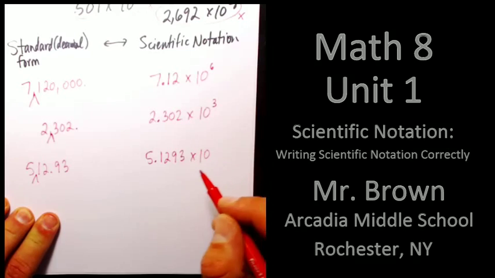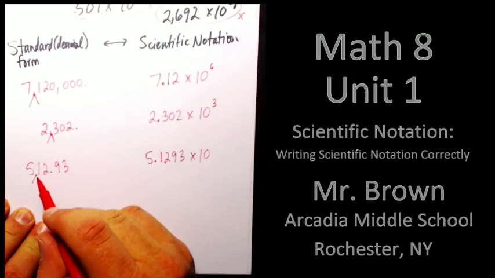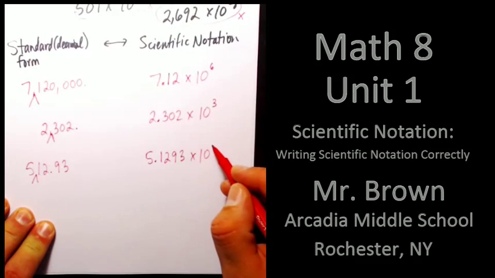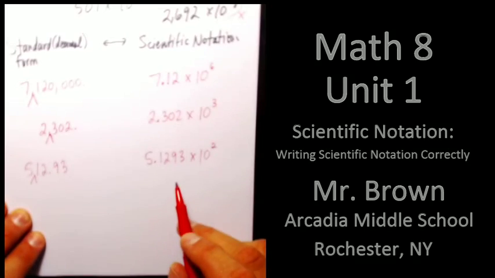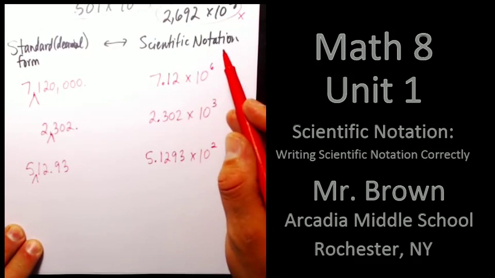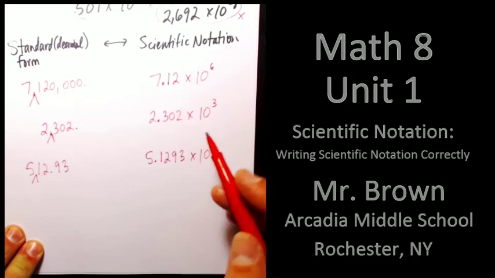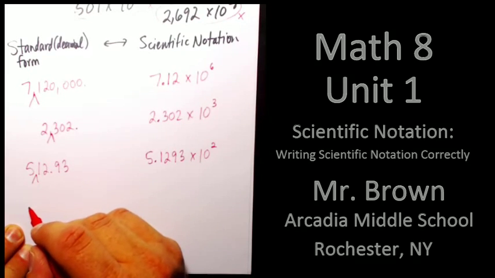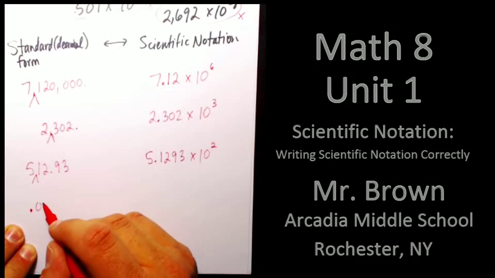Times 10. So what you do here is you'd have to move the decimal forward 2 places to get it to where it would have to be originally. Scientific notation is a way to write very large and very small numbers. So let's do some very small numbers right now.